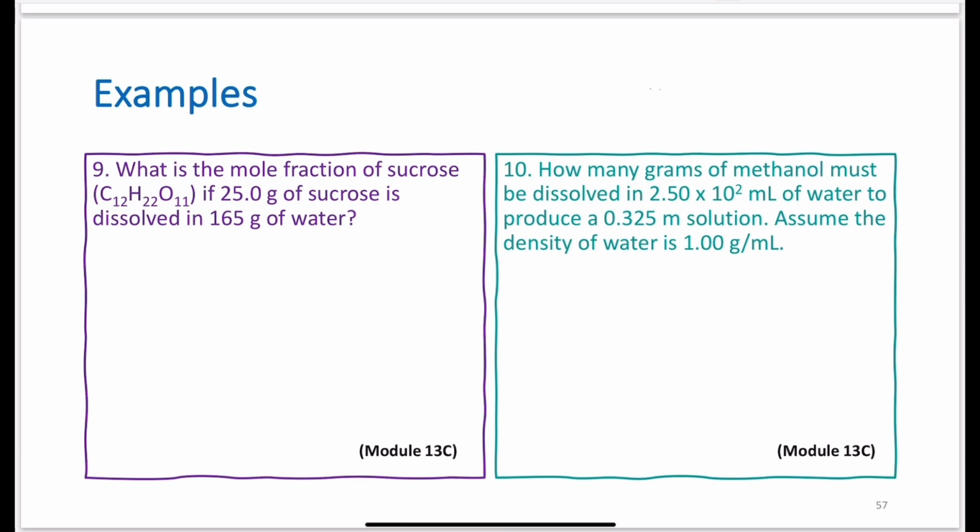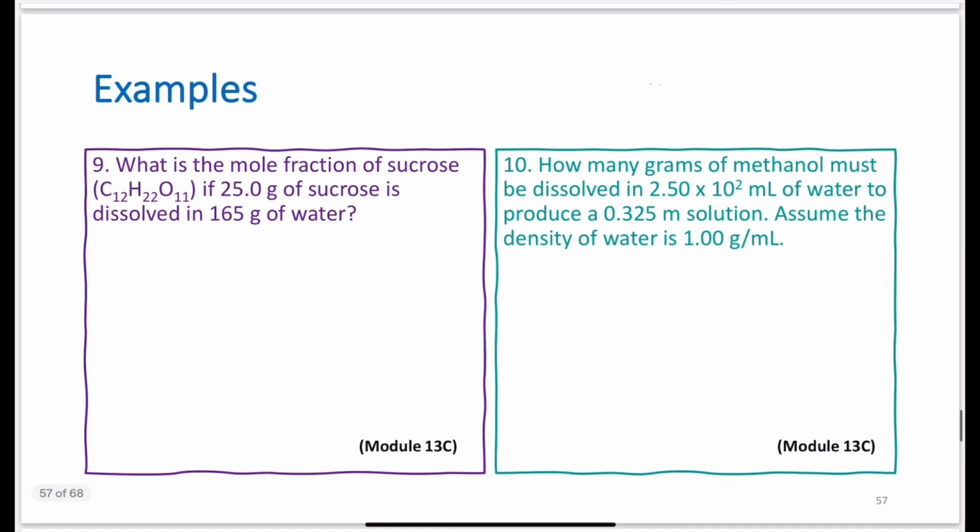2.5 times 10 to the second mL is annoying to me. It's only written like that just to be annoying. I'm convinced of that. That and it keeps your sig figs, but I don't want to deal with it. So let's just write that the right way. 250. with a decimal. With that decimal place, it now has 3 sig figs. Okay, I have that many mL of water. I want a 0.325 molal solution, and I've got the density. Okay. What am I trying to find? I forgot. How many grams of methanol?